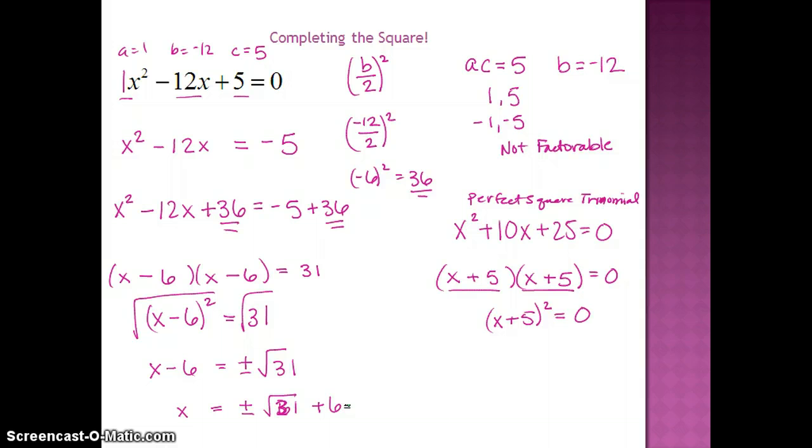So x equals 6 plus or minus the square root of 31. Typically when we write this answer, we like to put the whole number first, but our commutative property allows us to write it either way. So our solution for this problem is 6 plus or minus the square root of 31. And if you use the quadratic formula, you would get the same answer. So completing the square is another method for solving quadratic problems.